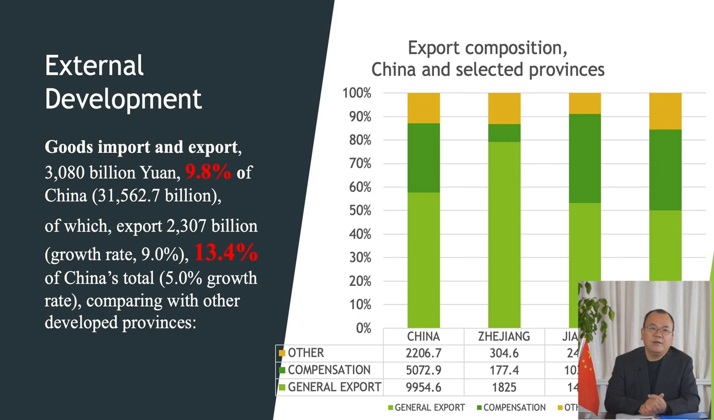Last year, 2019, Zhejiang exported 2,300 billion yuan.